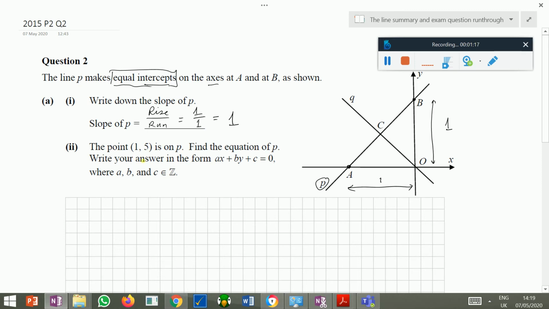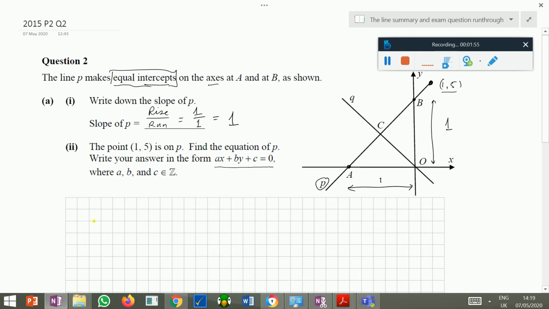Second thing is the point (1, 5) is on the line P. Now (1, 5) would be somewhere up here, I'm just guessing. And write down your answer in the form... We have to find the equation of P. So we have this line here. We now know the slope of this line, and we also know a point on the line. We have to find the equation in the form ax plus by plus c, which just means that everything is on the left-hand side, all letters and numbers, and then on the right you just have a 0.